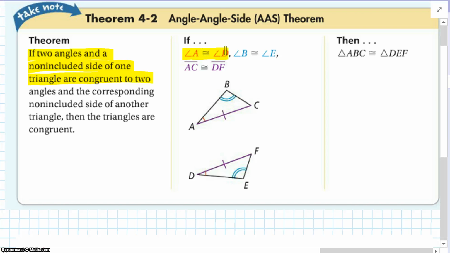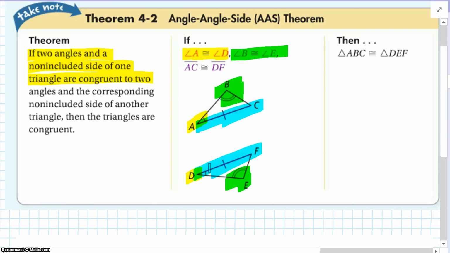So if I know angle A is congruent to angle D, I know angle B is congruent to angle E, and I know AC is congruent to DF, then I know triangle ABC is congruent with triangle DEF. So going on.